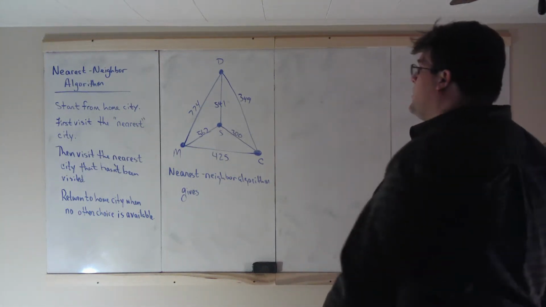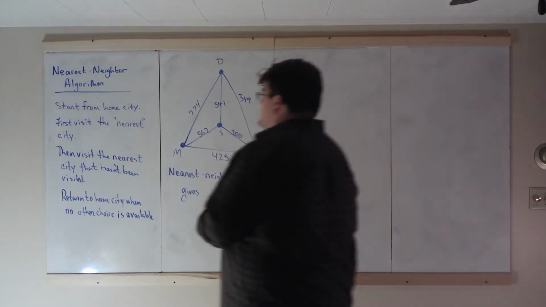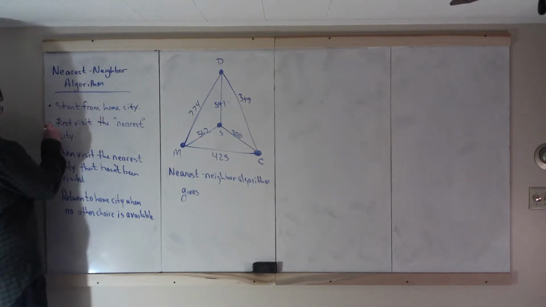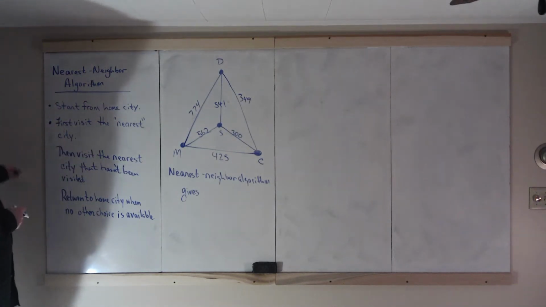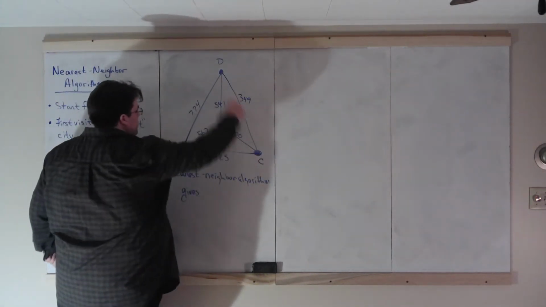The first algorithm we're going to talk about is called the nearest neighbor algorithm. And here's how it goes. First, we're going to start from our home city. Then, visit the nearest city to the home city. And the nearest one is based on whichever one has the lowest weight.